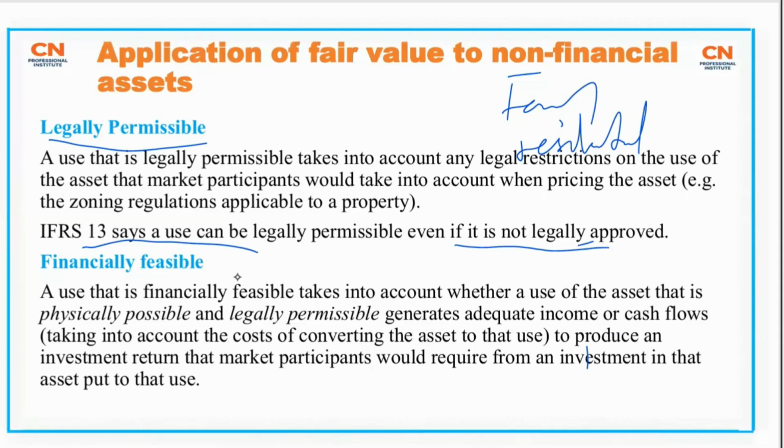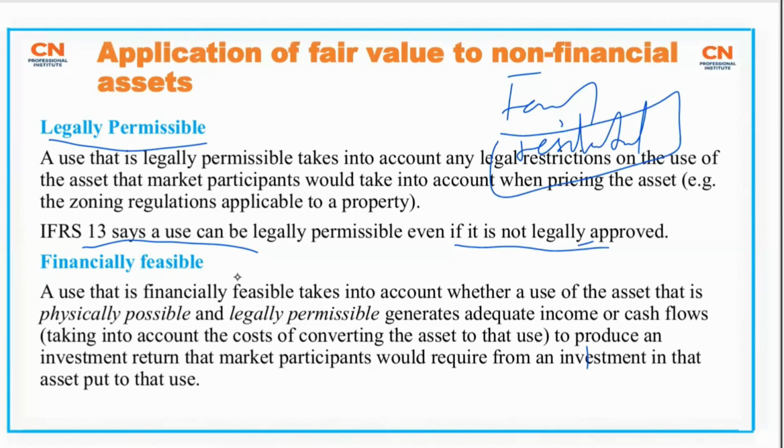So IFRS 13 is saying even though permission is not granted, we can still use the asset. We can still determine the highest and best use from this value. We can still look at the residential value when we are determining the highest and best use and when we are determining the fair value. The fact that permission has not yet been granted for the land to be used for residential purposes doesn't mean it's not legally permissible. I mean, permission can later be granted. What we are looking at is whether there is a total ban on that asset.